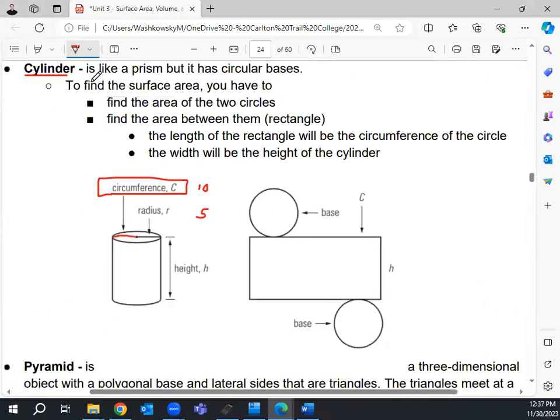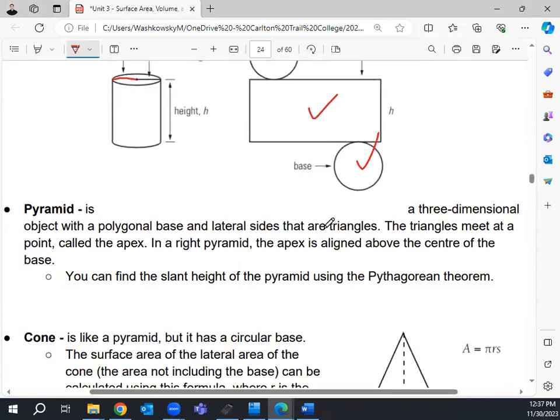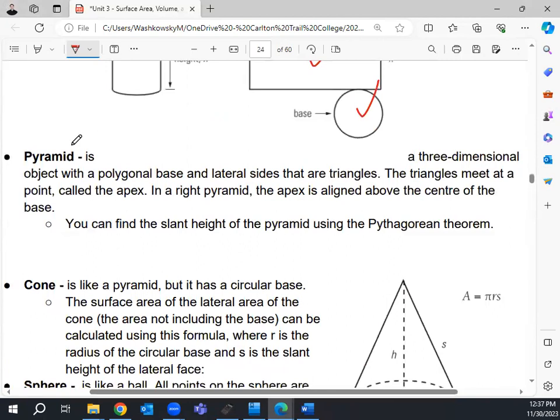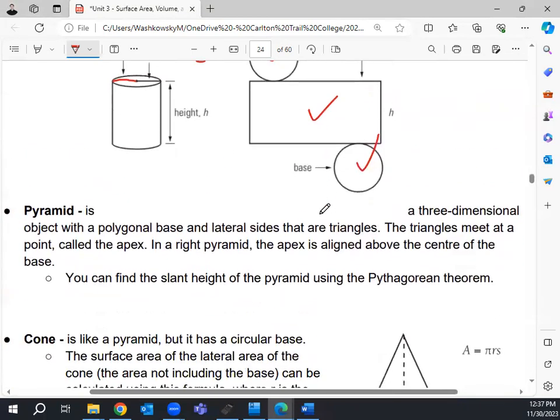So we have a cylinder. To find the surface area of this, all we do is find the surface area of these two circles, then find the area of this rectangle, and then add them up. That's what we do for cylinders. Now, this little big space is not supposed to be here. That's because I moved this picture down.